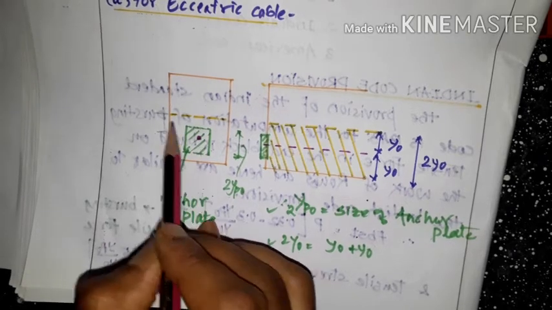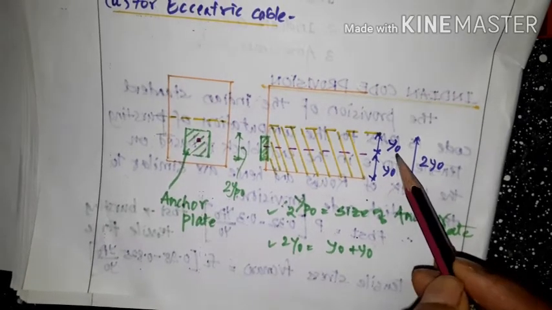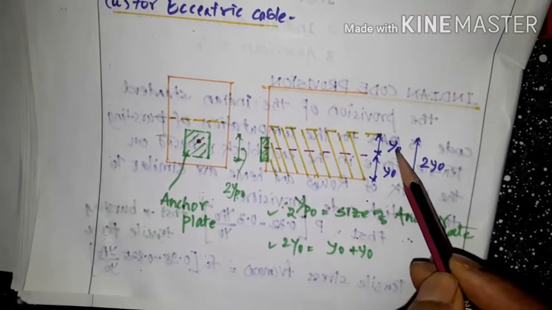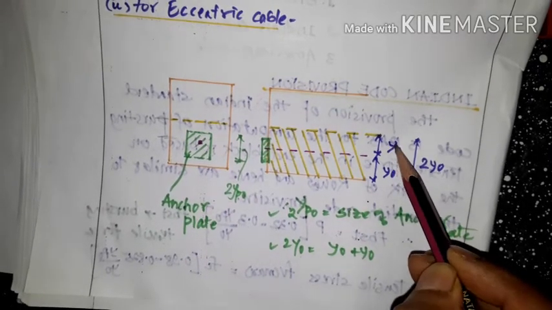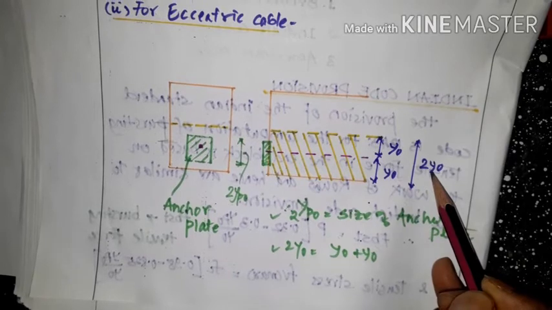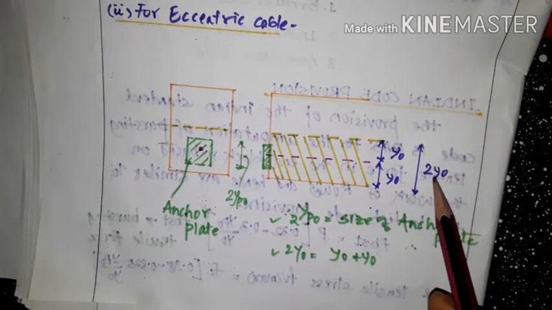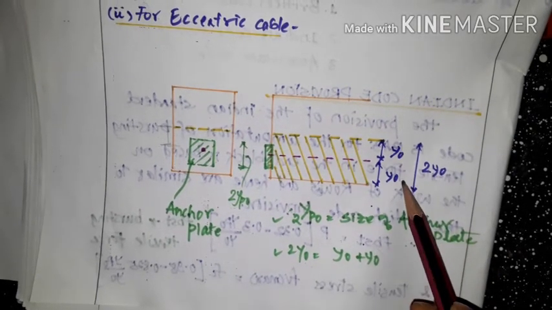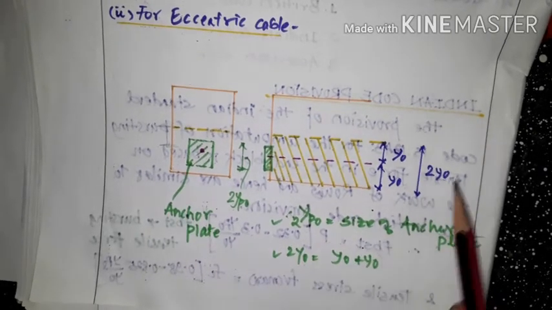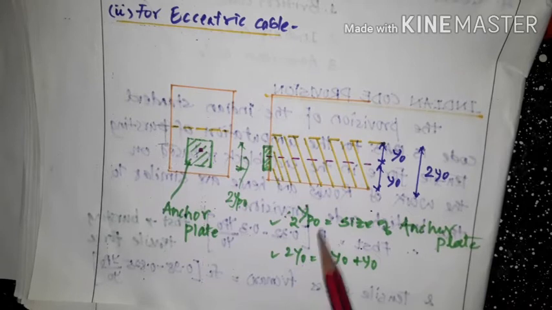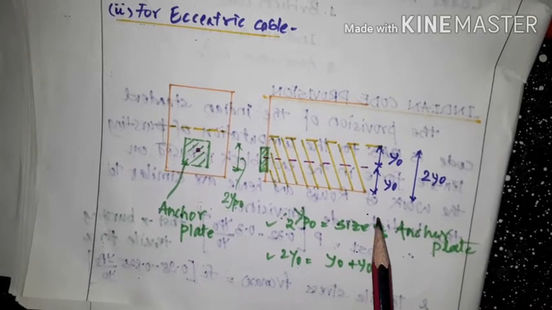So the centroid of the cable from the center of the section will be y naught. So y1 plus y1, that is y naught. So 2y naught is what? Y naught plus y naught, so that is 2y naught you have to use. That is how to utilize the values of yp naught or y naught.